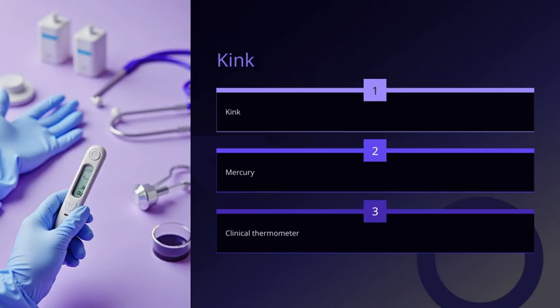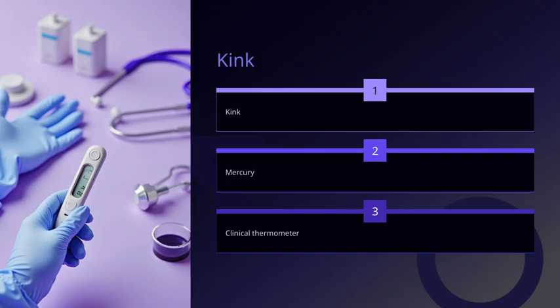Moving on, mercury is a key element here because it's commonly used in thermometers due to its unique properties. Its ability to expand uniformly when heated makes it ideal for precise temperature measurements. Now, speaking of thermometers, the clinical thermometer is an essential medical device that helps us measure body temperature accurately. It typically contains mercury for the reasons I just mentioned.